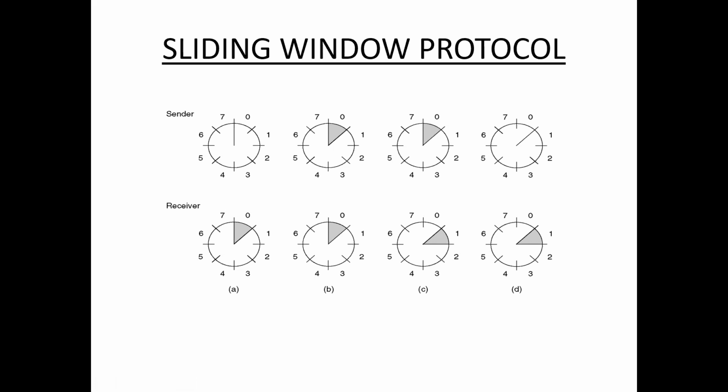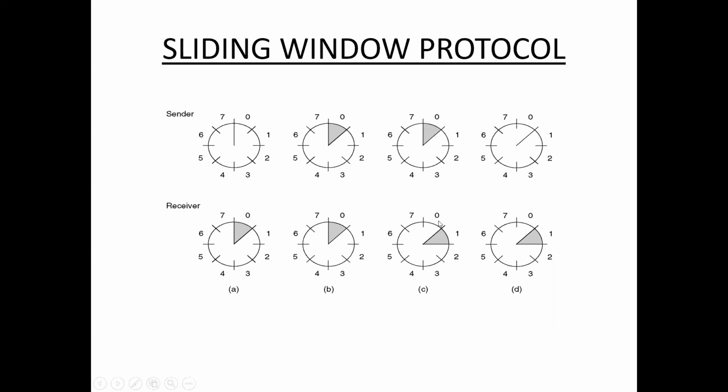The sequence number ranges from 0 to 2 power n minus 1. If the sender has to transmit 3 bits, so n equals 3, the sequence number ranges from 0 to 2 power 3 minus 1, that is 0 to 7. If the receiver waits for a particular frame, that frame is shaded. If the receiver receives a particular frame, then that frame is unshaded.